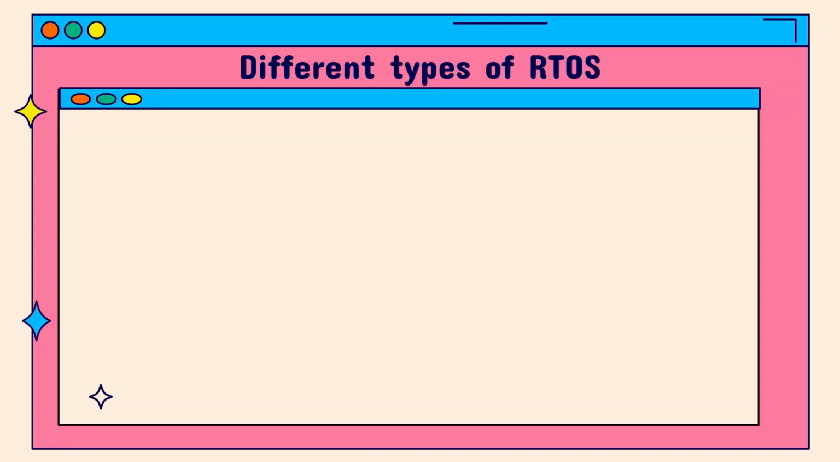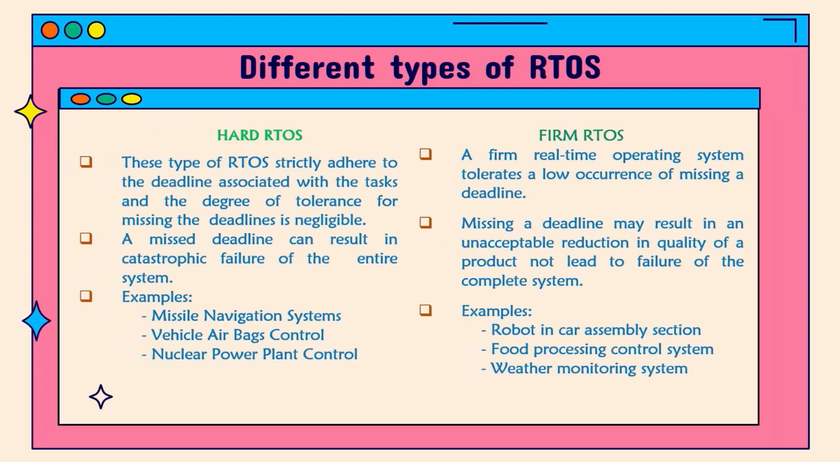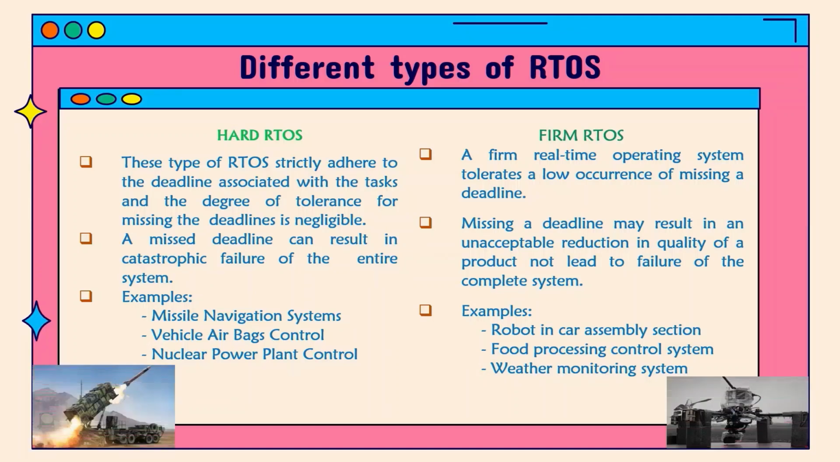Different types of RTOS are hard RTOS, firm RTOS, and soft RTOS. Let's have a look at hard RTOS. This type of RTOS strictly adheres to the deadline associated with the task, and the degree of tolerance for missing any deadline is negligible. A missed deadline can even result in a catastrophic failure of the entire system. Examples are missile systems, vehicle airbag control, nuclear power plant control, etc. These systems are very time-critical applications and cannot tolerate any missed deadlines.